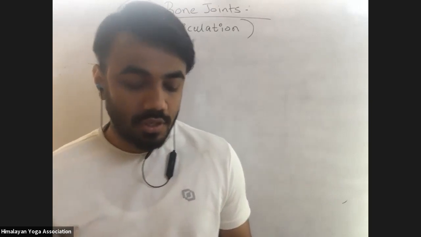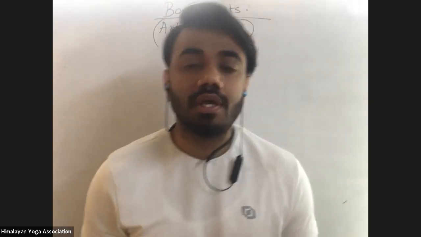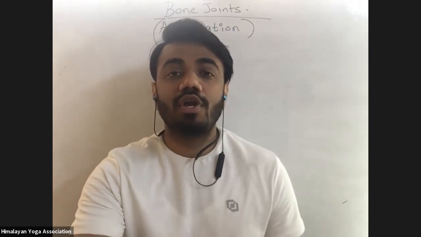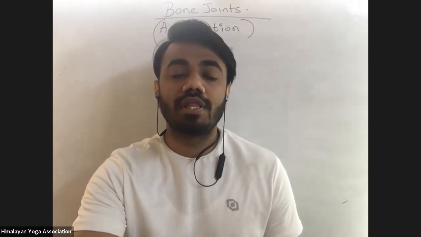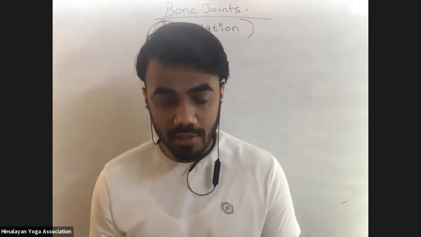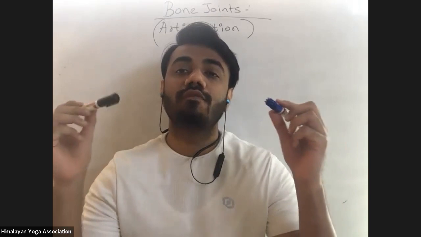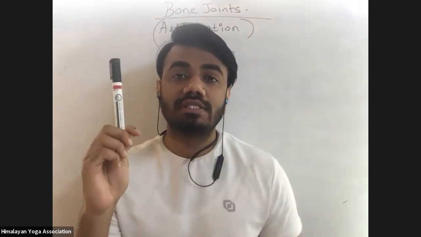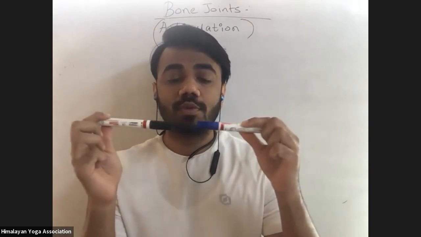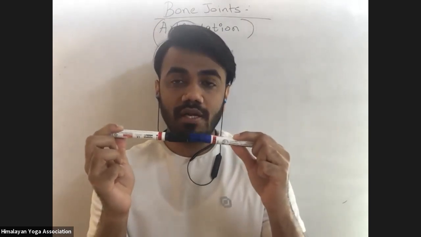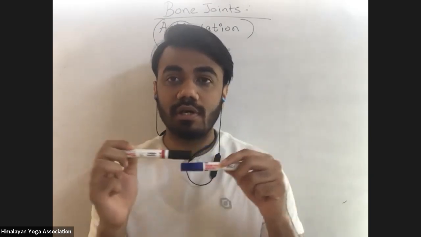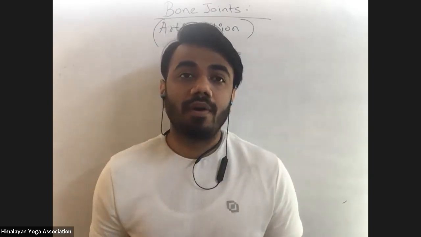Articulation means the joint at the bone joints. That means where two bones meet or connect at one single point. That is known as the point of articulation. Over here, if we consider this as one bone and this as another bone, and these two bones meet at one point, that is known as a bone joint. This point is known as articulation.